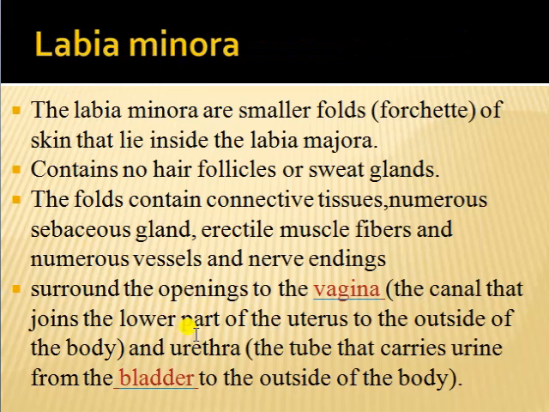Next, the vagina joins the lower part of the uterus to the inside of the body, and the urethra as well. The labia minora layers join the vagina to the uterus, which is the cervix, and the urethra also. The urethra is the tube that carries urine from the bladder to the outside of the body.